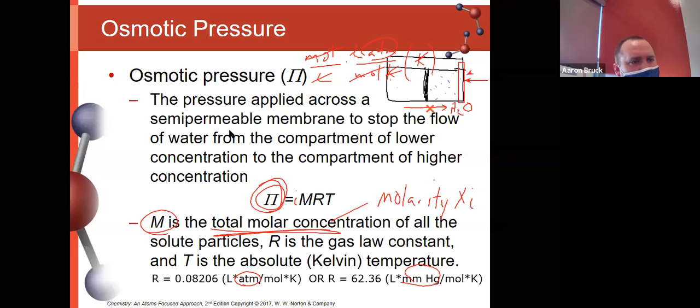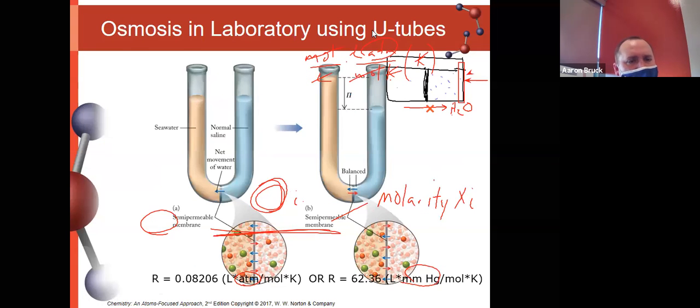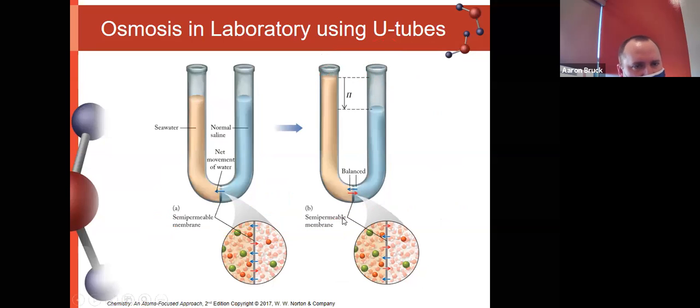Let's go ahead and take a look at an example of this kind of work in action. So here's a little bit more sophisticated of a drawing. In the chemistry lab, this particular apparatus is what we call a U-tube. I think you can kind of figure out why. And what we see in this U-tube is that if I have seawater on one side that is very brackish, very high in concentration of salt, very low in concentration of water, and I have normal saline solution on the other side, we're going to see a net movement of water from right to left here.